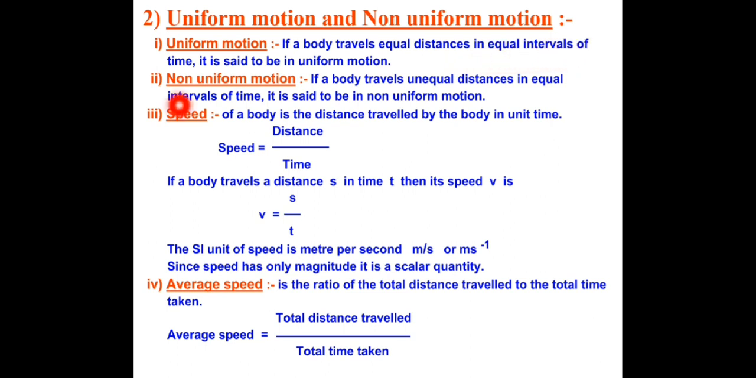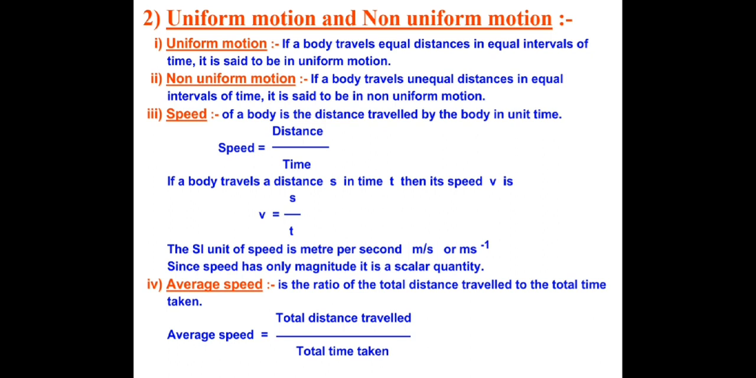And in non-uniform motion, if a body travels unequal distances in equal intervals of time, it is said to be in non-uniform motion. Here the difference is that in uniform motion the body travels equal distance in equal interval of time, and in non-uniform motion the body travels unequal, not the same distance, in equal interval of time.